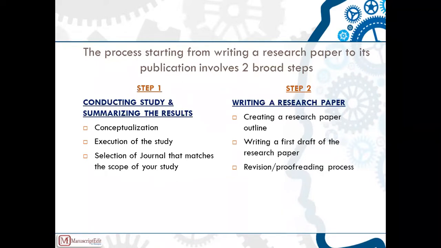Now, in execution of the study, you conduct your experiment and analyze the data, thereby preparing the required figures, graphs, and tables. The third is selection of a journal that matches the scope of your study. Now, coming to step 2, that is writing a research paper. The first step is creating a research paper outline.